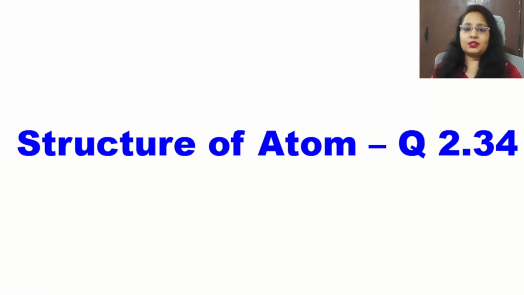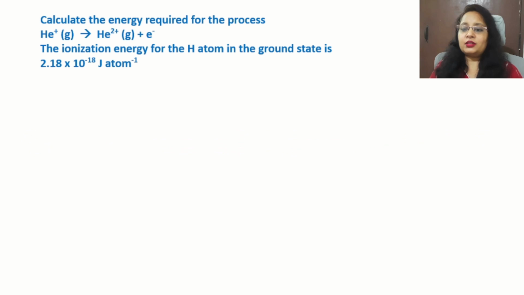Today's video is question number 2.34 from the NCERT textbook, Class 11, and the chapter name is Structure of Atom. So let's check the question. Calculate the energy required for the process He+ gives He2+ + e-. The ionization energy of hydrogen atom in the ground state is 2.18 × 10^-18 joule per atom.